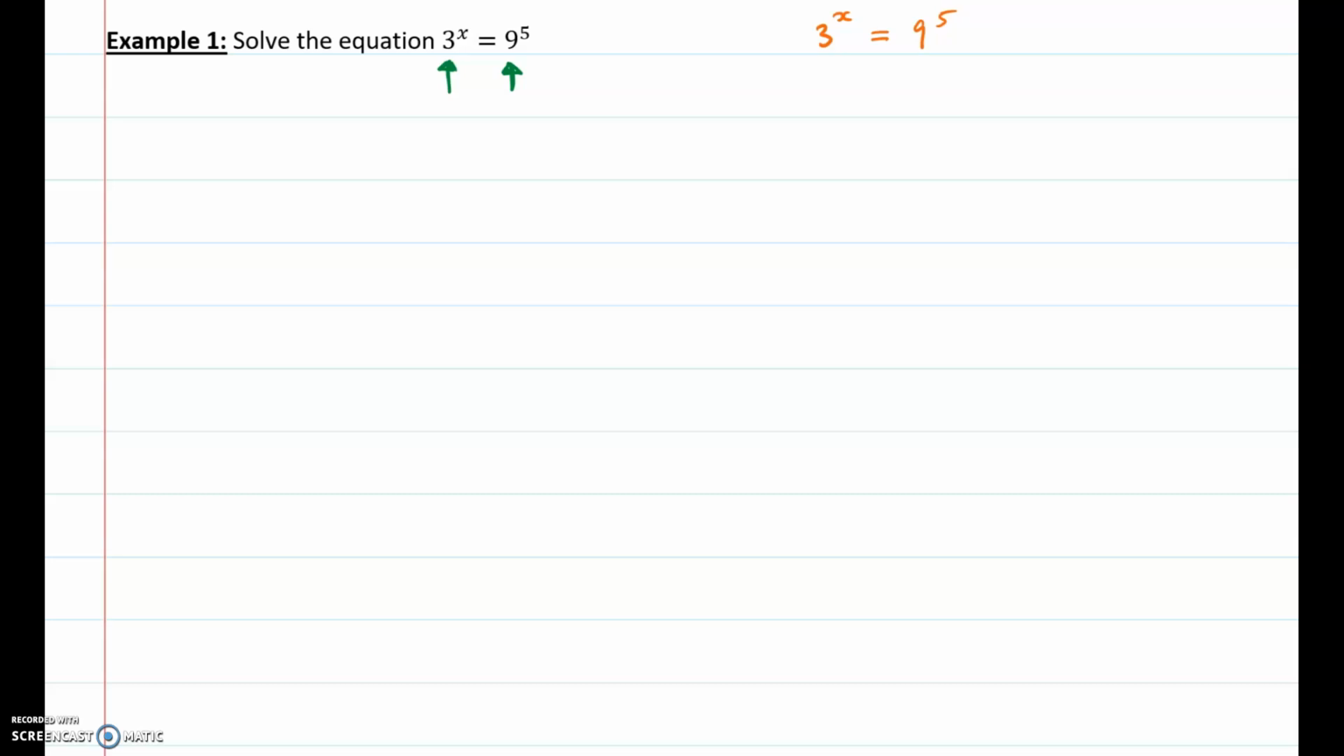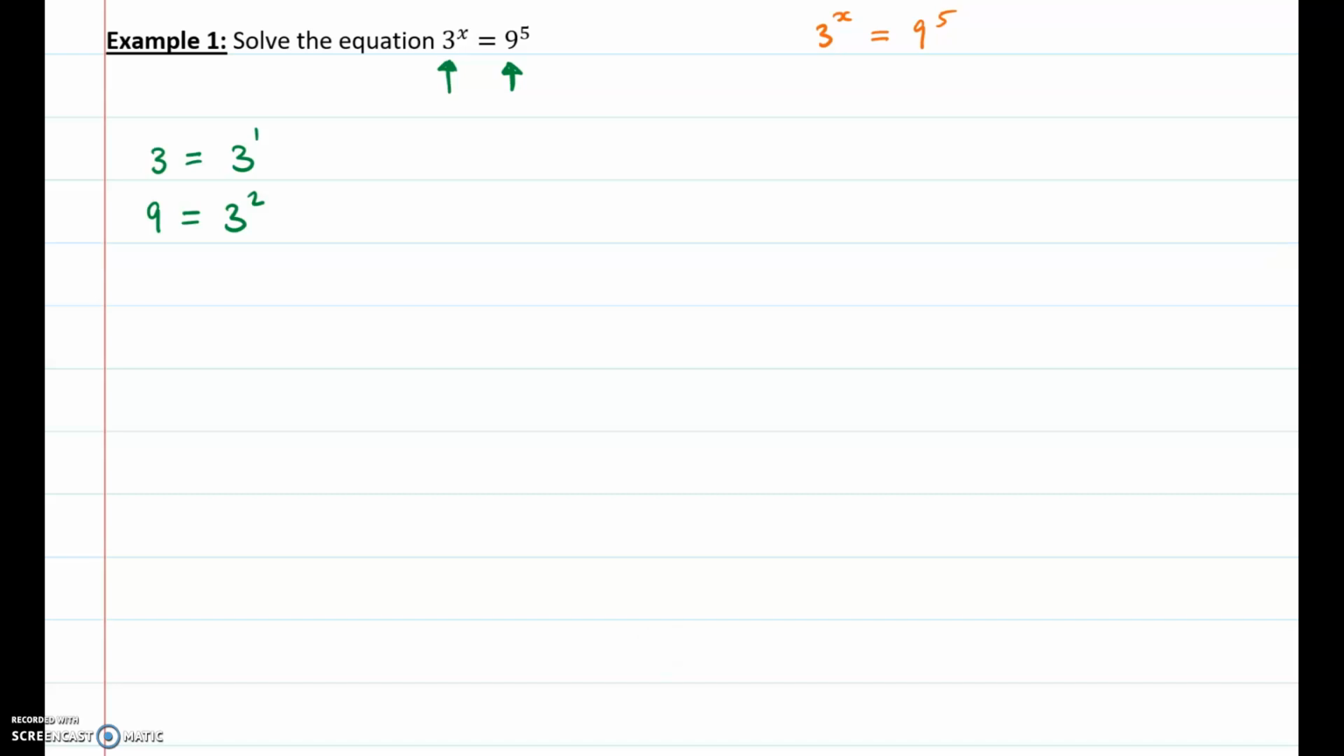Now, 3 we don't really need to touch. If you want to, you can say 3 is the same as 3 to the power of 1. And you can say 9 is the same as 3 to the power of 2. So our job, first of all, is to check, can we write 3 and 9 as powers of the same number? In this case, we can. We can write both of them as powers of 3.